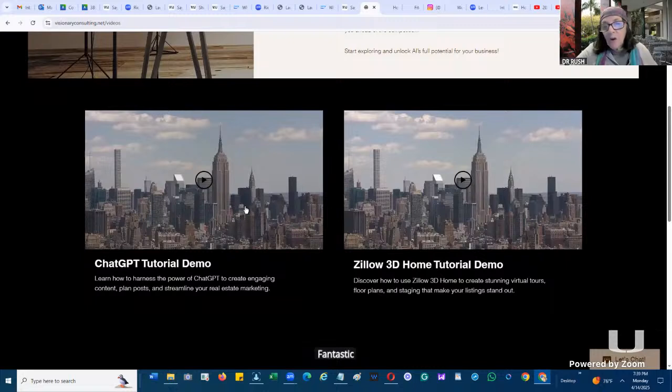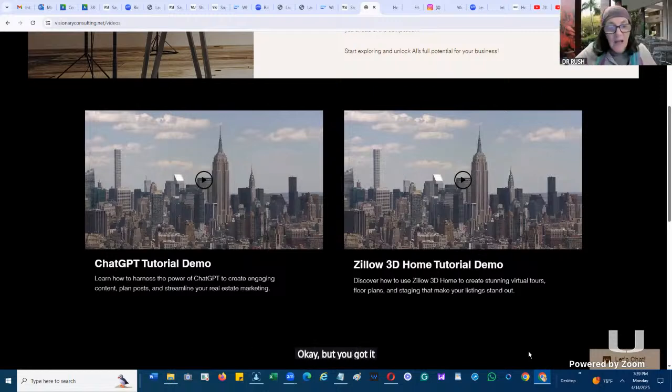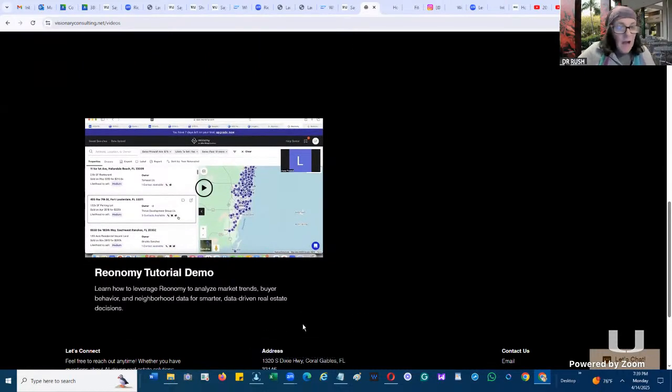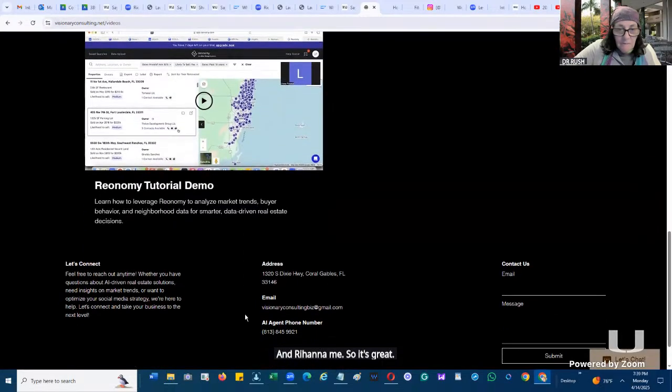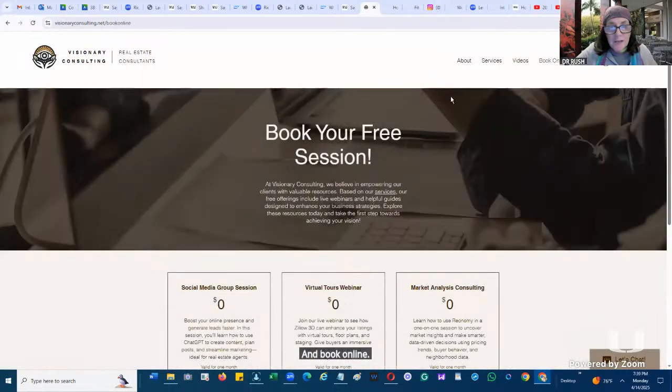Fantastic. So all the groups that weren't able to do it, you can see. What group are you? I'm group 6, but those aren't done yet. Okay, but you got it already done. So you see ChatGPT tutorial, demo of real estate marketing, Zillow 3D tutorial, and Reonomy. So it's great. And book online. So far, yours is the best.